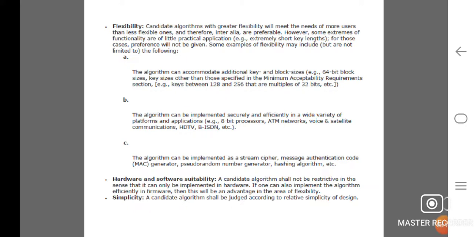Simplicity means a candidate algorithm shall be judged according to the relative simplicity of its design, the particular design that we are using. It is based on simplicity.